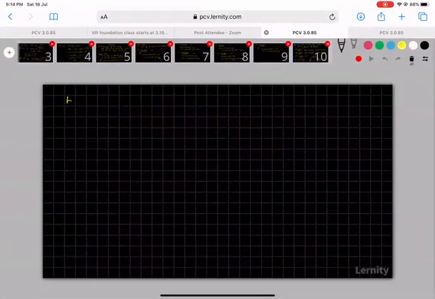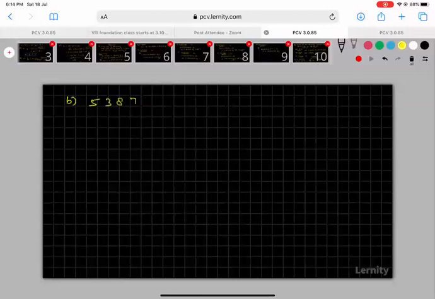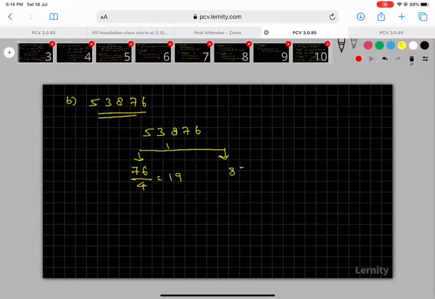So problem number B they are given, 53876. This is the problem they are given. We want to check 53876. First, the last two digits, 76 divided by 4, we will get 19. Next, 876 divided by 8. It is not divisible by 8, surely it is not divisible by 8.